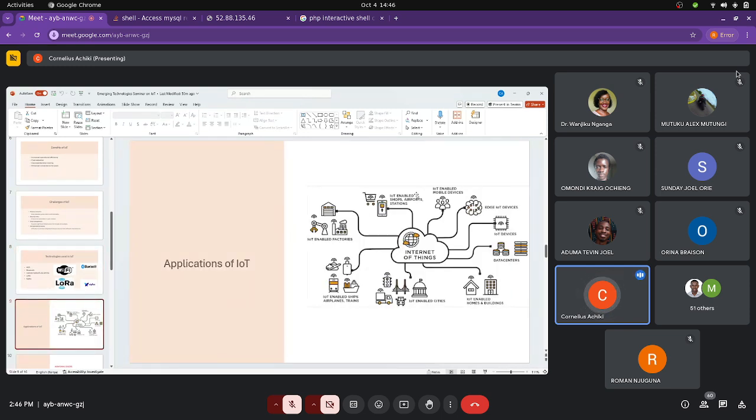So if you look at it, you have mobile devices, you have homes, you have cities, you have even planes and ships that communicate with this. All this will communicate using the technologies that I have mentioned earlier.